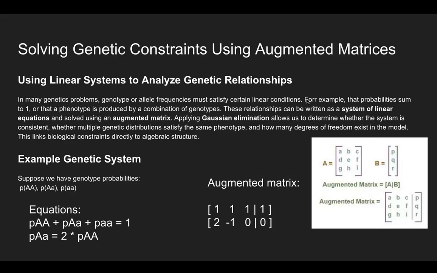Applying Gaussian elimination allows us to determine whether the system is consistent, whether multiple genetic distributions satisfy the same phenotype, or how many degrees of freedom exist in the model. This links biological constraints directly to algebraic structure.